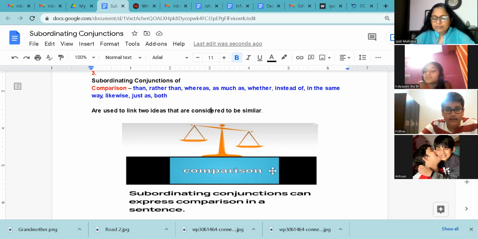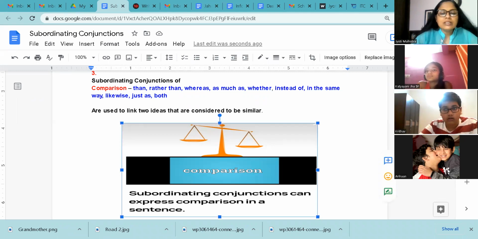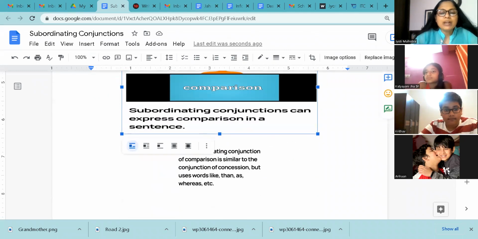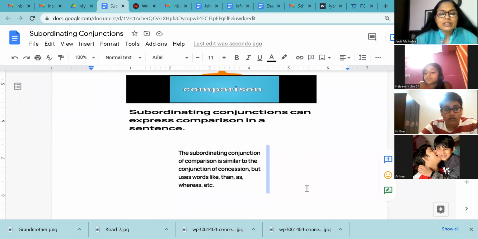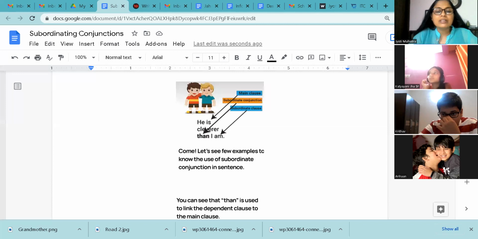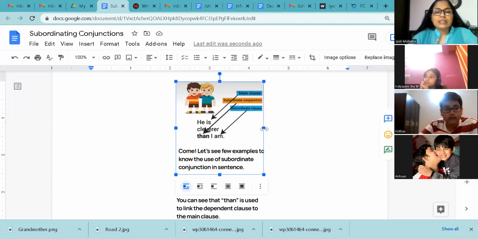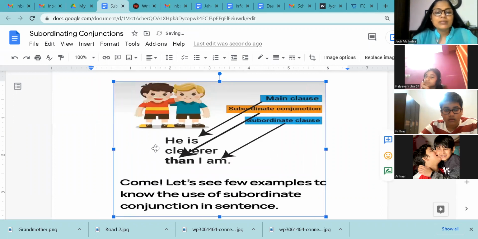Okay, so how do you make sentences which express some kind of comparison? It is similar to concession, but it's not exactly the same. There, a contrast is being presented, and here a comparison is being presented. Let's look at this. When you learn adjectives, you learn this.